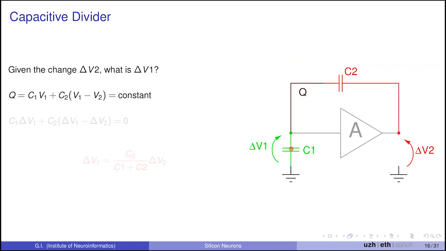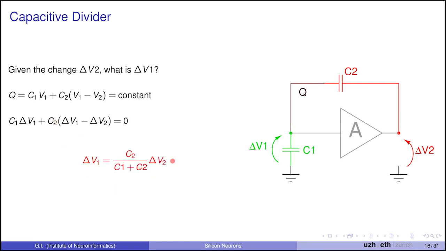So the charge on this plate is the same as the charge on the other plate. And you look at delta V1 and delta V2. So C1 V1 plus C2 (V1 minus V2) is constant. And if you have something constant, the deltas will lead to zero change. If you have variations, there is no change. So then you can say that C1 delta V1 plus C2 (delta V1 minus delta V2) is equal to zero. And that basically allows us to figure out, given delta V2, what is delta V1? And that's this simple equation here.